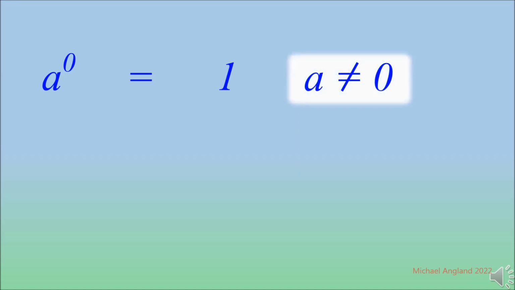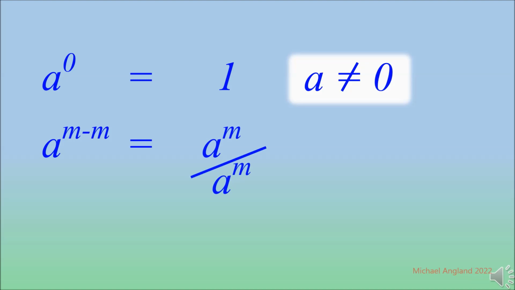Third rule, a to the 0 is equal to 1, a not equal to 0, otherwise we have 0 to the 0, which is undefined. So why is it the case that something to the 0 is equal to 1, not 0? Well, think of a to the 0 as a to the power of m minus m, because m minus m is 0. Now, following the previous rule, a to the power of something minus something is just a to the power of the first index divided by a to the power of the second index. So we have a to the power of m over a to the power of m. Anything which is non-zero divided by itself is 1.